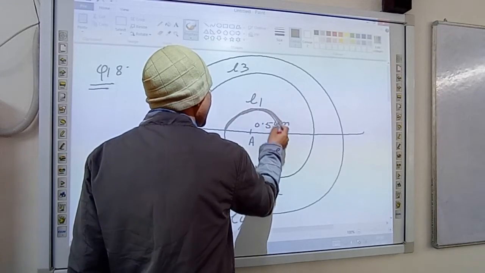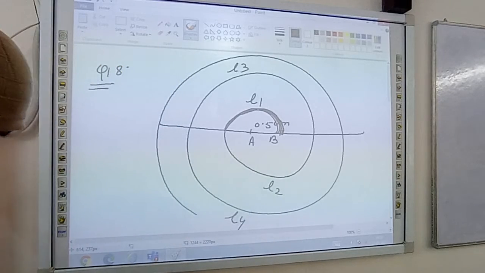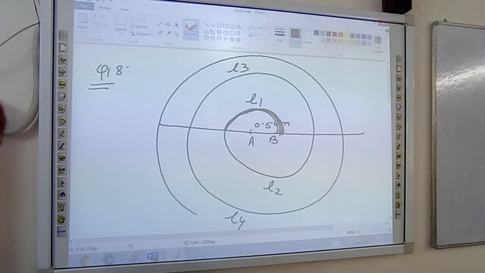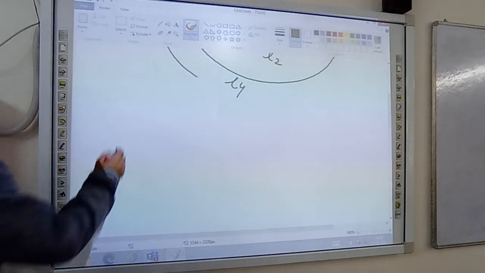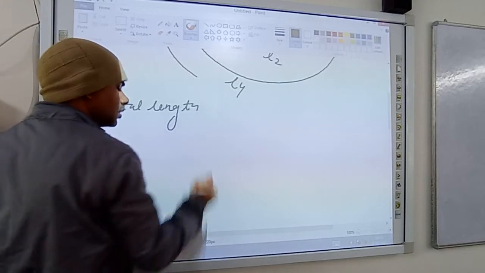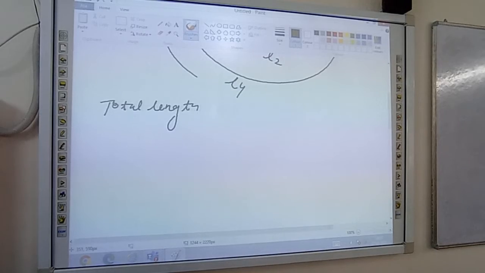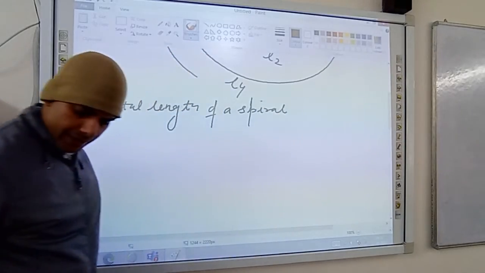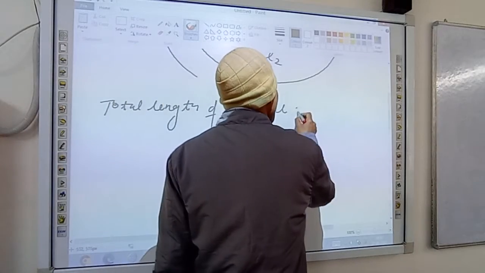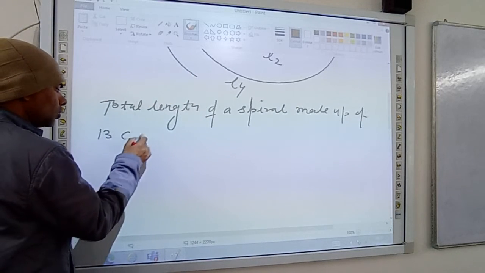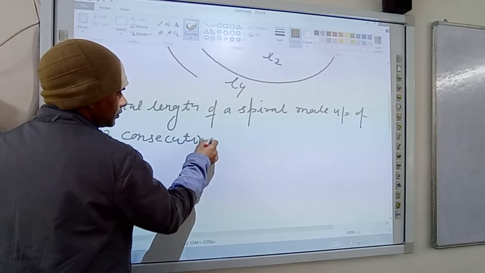Now we have to find out the total length of 13 consecutive semicircles. The total length of such a spiral made up of 13 consecutive semicircles.